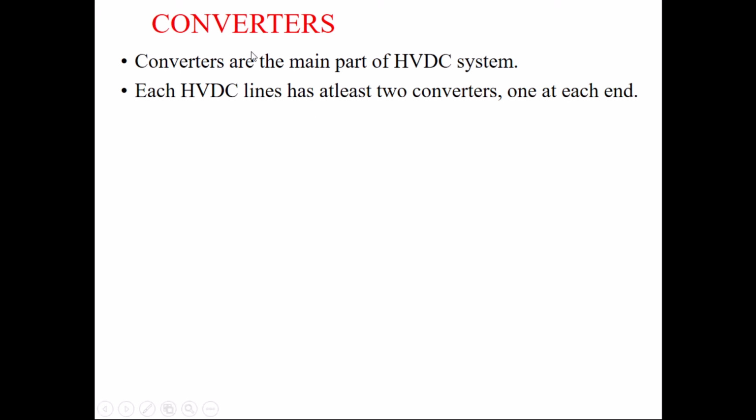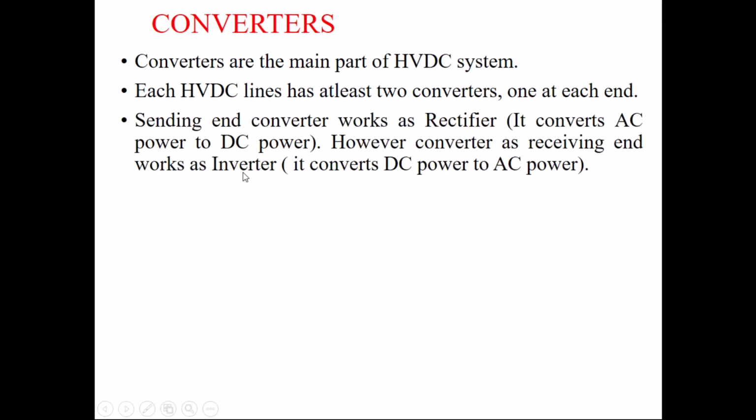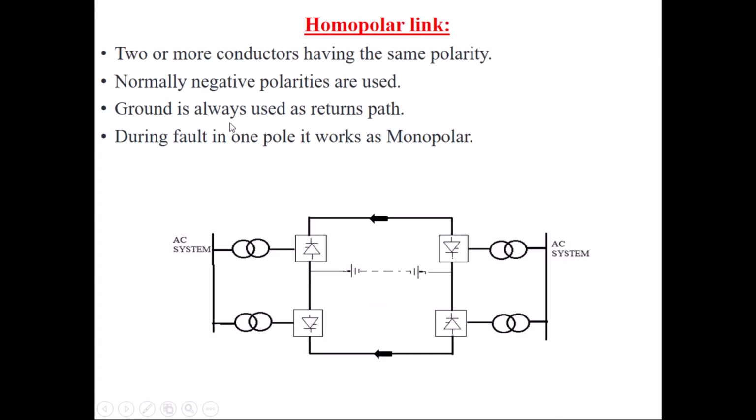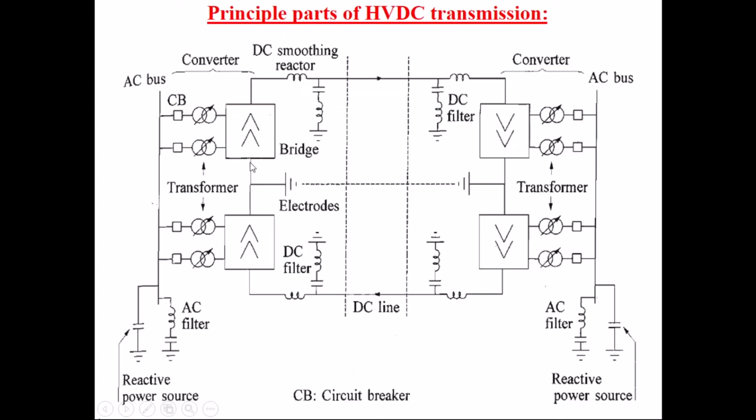As we already saw in the single line diagram, at each end we require two converters, because generally we use the bipolar operation. As you see in this diagram here, we call this a converter. We do not call it a rectifier or inverter, because any converter can work as a rectifier or inverter, depending upon in which direction we transfer the power. Suppose the generator is connected to this bus and the load is connected to this bus, then we must operate this converter as a rectifier, and the receiving side or load side converter works as an inverter. Vice versa is also possible.